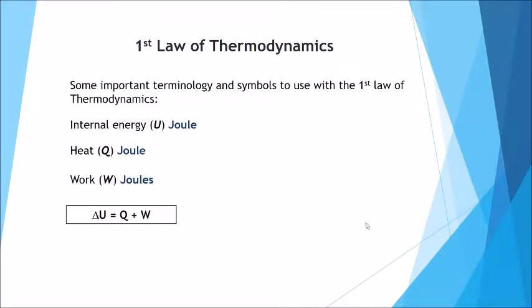Some simple terminology. We use the symbol U for internal energy. It's a measure of energy, so it's measured in joules. We use the symbol Q for heat. Now heat is also a form of energy, so that's measured in joules. And we use the symbol capital W for work. Now work hasn't got the word energy in it, but it is also measured in joules. So the formula I have here is delta U equals Q plus W. It means the change in the internal energy will be equal to any heat that's added or removed, plus the sum of any work done on or by the system.